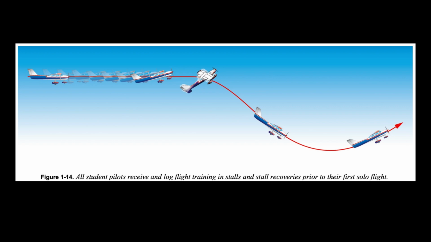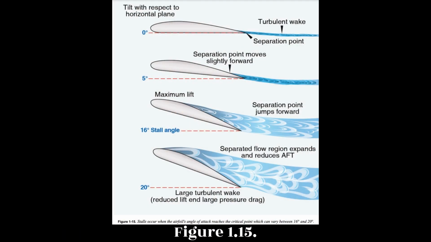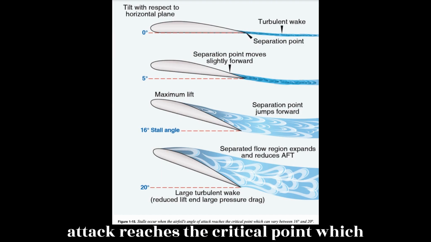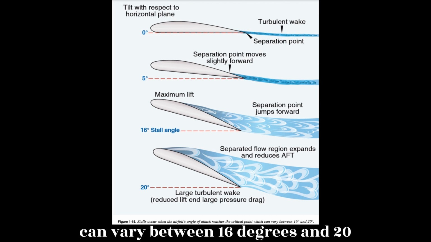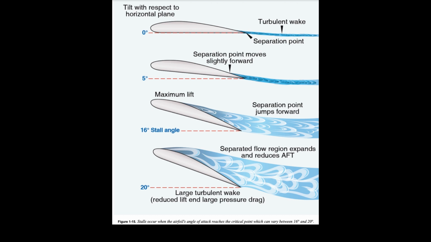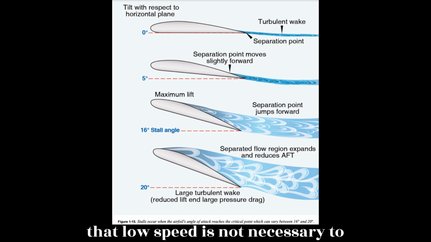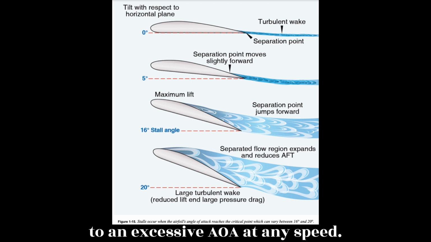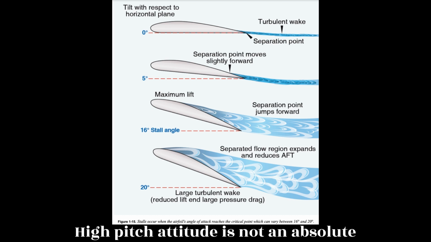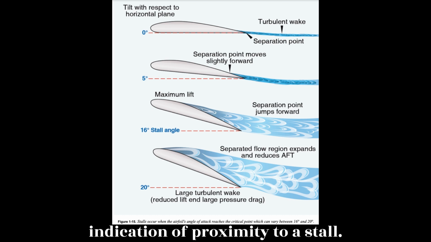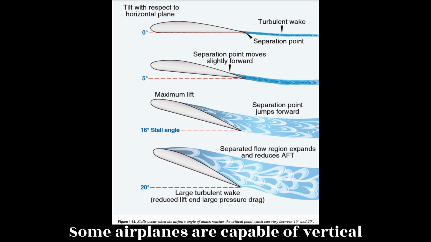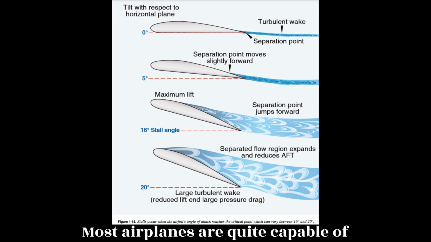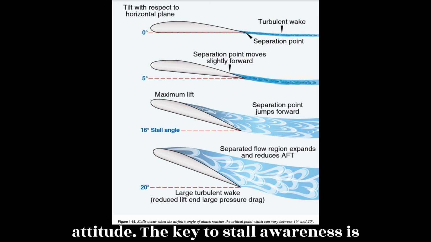Figure 1.15. Stalls occur when the airfoil's angle of attack reaches the critical point, which can vary between 16 degrees and 20 degrees. The flight instructor should emphasize that low speed is not necessary to produce a stall. The wing can be brought to an excessive AOA at any speed. High pitch attitude is not an absolute indication of proximity to a stall. Some airplanes are capable of vertical flight with a corresponding low AOA. Most airplanes are quite capable of stalling at a level or near level pitch attitude.